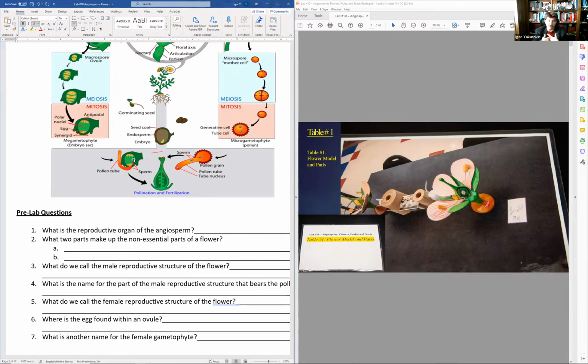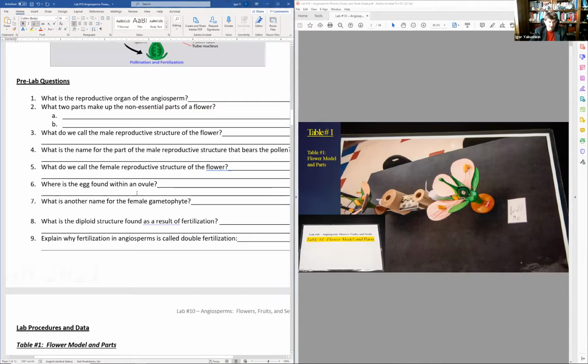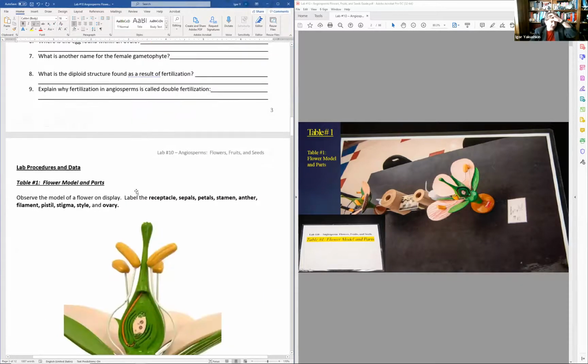So as a result of double fertilization, we have two different cells being fertilized by two different sperms, one sperm fertilizing the egg, another sperm fertilizing the central cell. The egg fertilization will result in a diploid zygote, which will develop into the embryo, and the central cell fertilization will lead to a triploid structure, which will develop into endosperm, the food source for the developing embryo. All right, so now table 1.